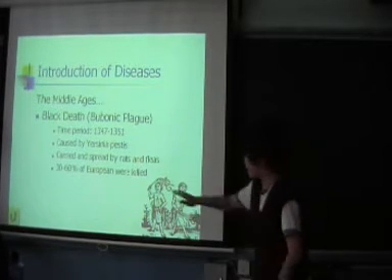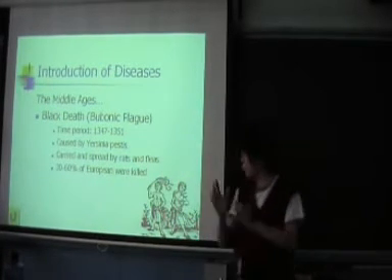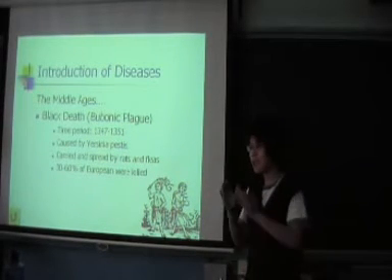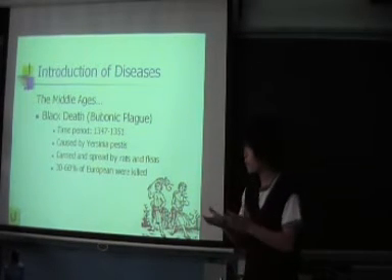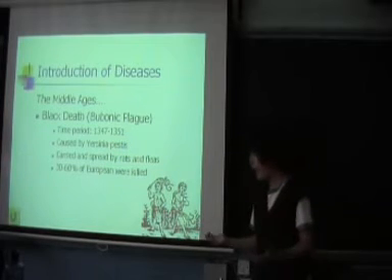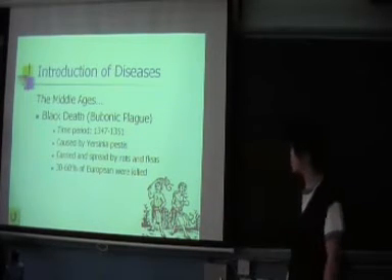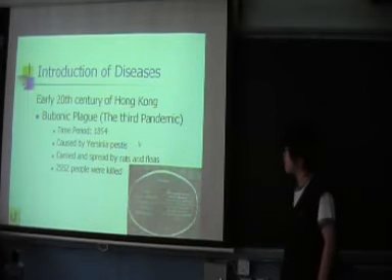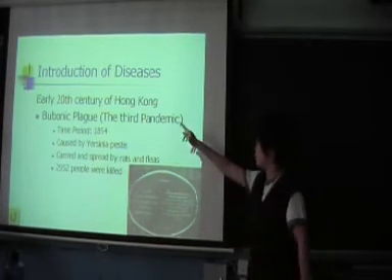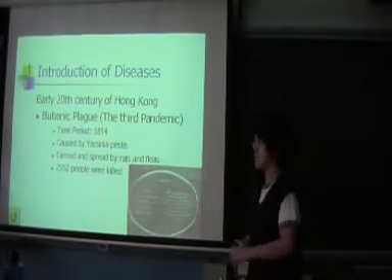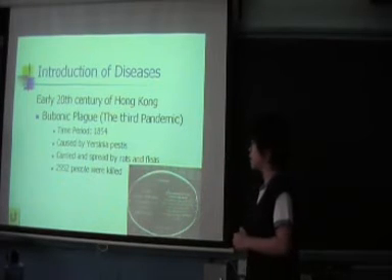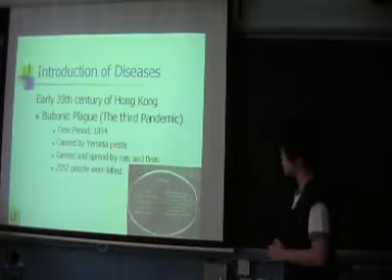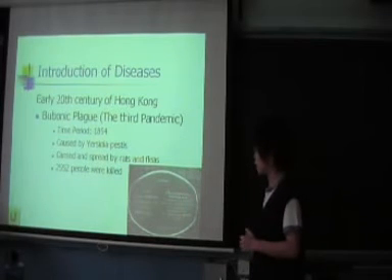And be careful of this one. Between 30% and 60% of Europeans were killed. Imagine Hong Kong, half of the Hong Kongese were gone. They all died. It's very awful. And in Hong Kong, the third pandemic, whose time period starts from 1894, was also caused by Yersinia pestis and carried and spread by rats and fleas.